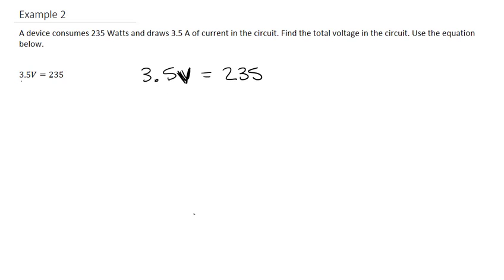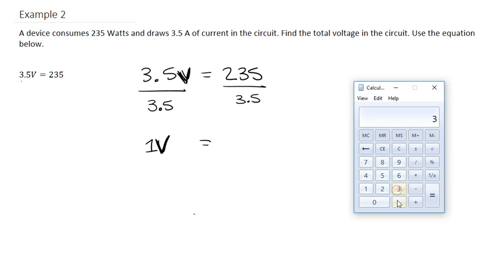So, in order to get V by itself, we're going to divide by 3.5. Because this is a multiplication, so to undo it, we do division. So 3.5 divided by 3.5 on the left-hand side then is equal to 1V. Now, if you're not quite sure, just go 3.5 divided by 3.5, which is equal to 1. So we could really just write V.